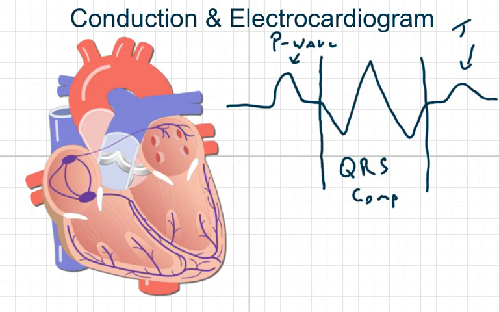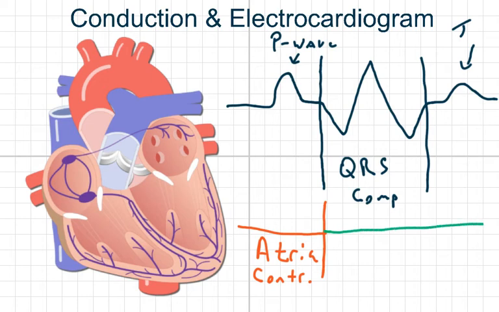So when we look at the first half, right here, the P wave, this portion right here, we know that the atria is contracting. Atria contracts. Then here, going through the QRS, through the T wave, this is telling us that the ventricles are contracting.